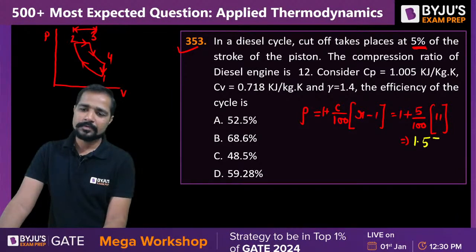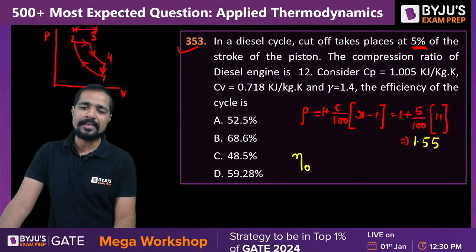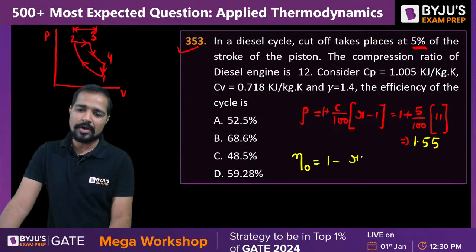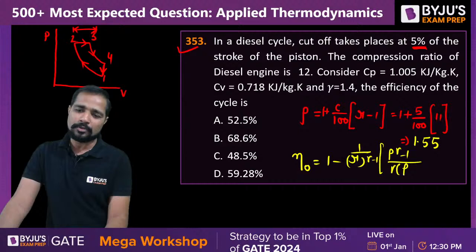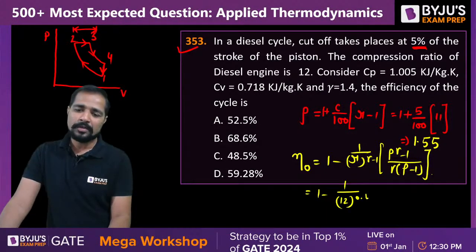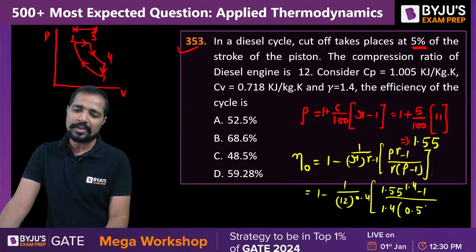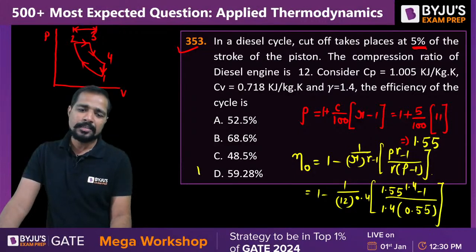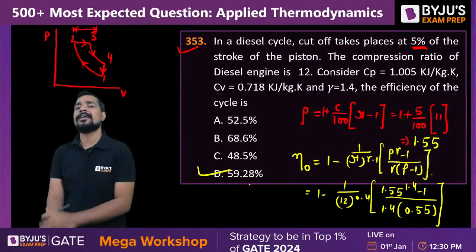Then overall efficiency can be given by 1 minus of 1 upon R raised to gamma minus 1 into rho raised to gamma minus 1 divided by gamma into rho minus 1. When I substitute all the values, we are getting 1 divided by 12 raised to 0.4, because gamma is equal to 1.4. Rho is 1.55, into 1.4 minus 1, divided by 1.4 into 0.55. Whenever you calculate the answer, you definitely get D as the correct answer.